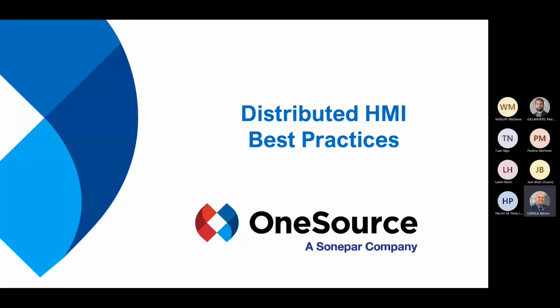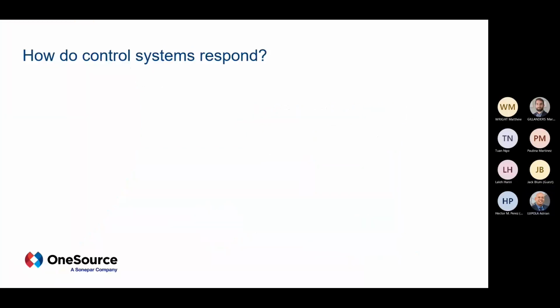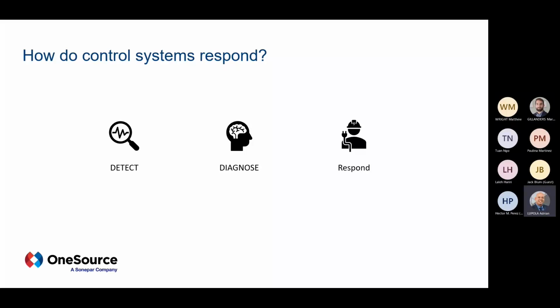Next, we have distributed HMI best practices. So how do the control systems respond? Really key to keep in mind when you're creating your HMI projects: the first step is the system needs to be able to detect that there is an issue. You also want to keep this very simple, because to detect something, you don't want too much information in there, or it's going to be harder to diagnose that there's an issue. Next, based on what is diagnosed as an issue, you're going to have your system be able to respond to it.